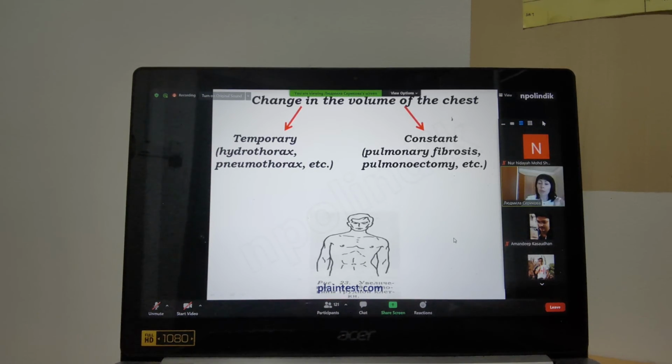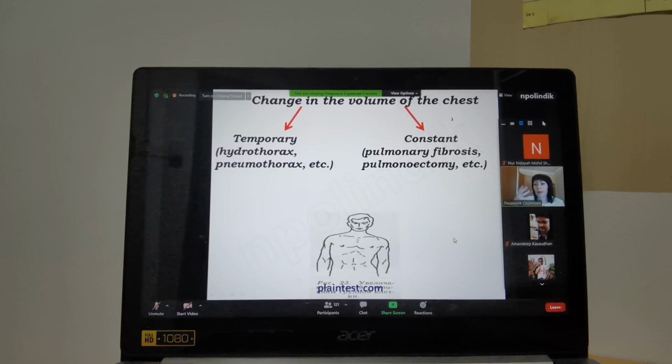It may be temporary, maybe constant. When temporary, when we have some acute conditions, you can see here hydrothorax, pneumothorax. Hydrothorax is accumulation of fluid in the pleural cavity. Pneumothorax is air accumulation. Both conditions will be treated, and so air and fluid will be removed. After that, I think the patient will have a normal volume of the chest wall.